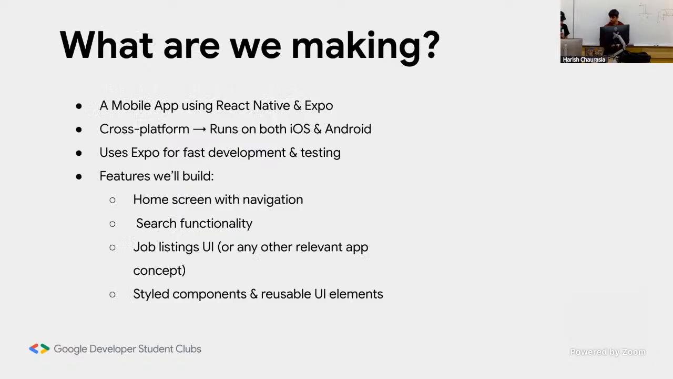All right. So what are we making? A mobile app using React Native and Expo. Very easy. We have it running cross-platform, so it runs both on Android and iOS, and it uses Expo for fast development and testing. Features we'll build: a home screen layout where you will have search functionality. You can see job listings, part-time, full-time, nearby jobs, contract-based jobs, internships, all this stuff. And then we'll teach how to style all these things.